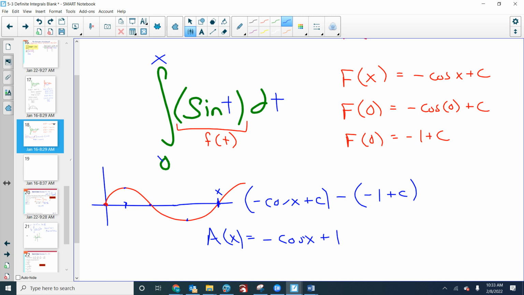Eyes up here. What happens if I do this? What in the problem changes?